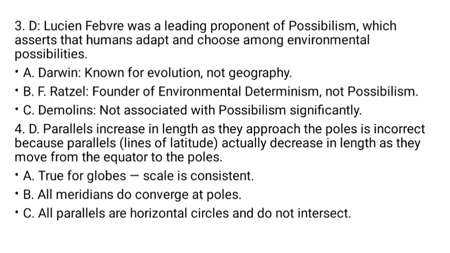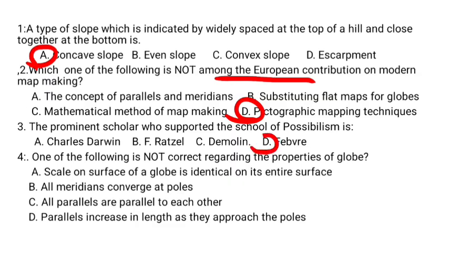Favre was a leading proponent of possibilism, which asserts that humans adapt and choose among the environmental possibilities. Darwin was known for evolution, not geography, while Ratzel was the founder of environmental determinism, not possibilism. Demolins is not significantly associated with possibilism. So, D is the correct answer for question number 3.